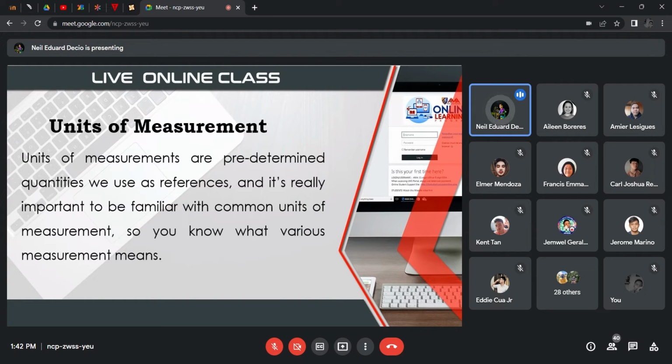Okay, so again, units of measurement are predetermined quantities we use as references. And it's really important to be familiar with common units of measurement so you know what various measurements mean. So units of measurement aren't something fundamental to mathematics. Just like addition and subtraction kasi that's fundamental in mathematics, no? In fact, a measurement is something that we could agree on. Meaning we can use anything to be a unit of measurement.